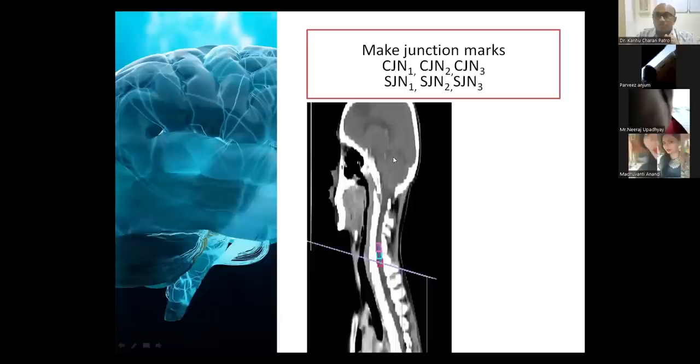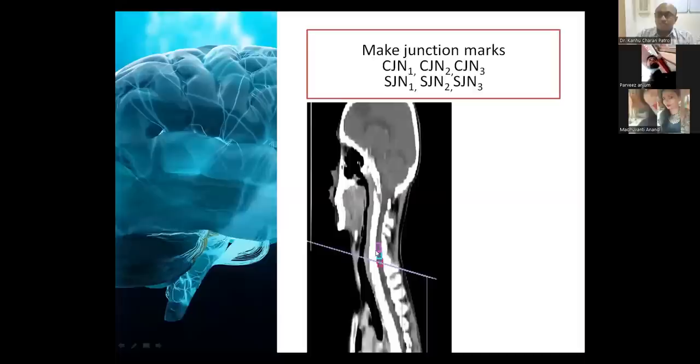When you are doing the junction shift, you have to do some contouring around junction 1, junction 2, junction 3. So first you go by junction 1, then junction 2, then junction 3. Every 7 days you try to shift like that. For the spinal junction, you have spinal junction 1, spinal junction 2, spinal junction 3. Every time you have to increase the spinal field 1 centimeter and decrease the cranial field 1 centimeter. Next, again increase the spinal field 1 centimeter, decrease the cranial field 1 centimeter. So this has to be done for junction 1, junction 2, junction 3.